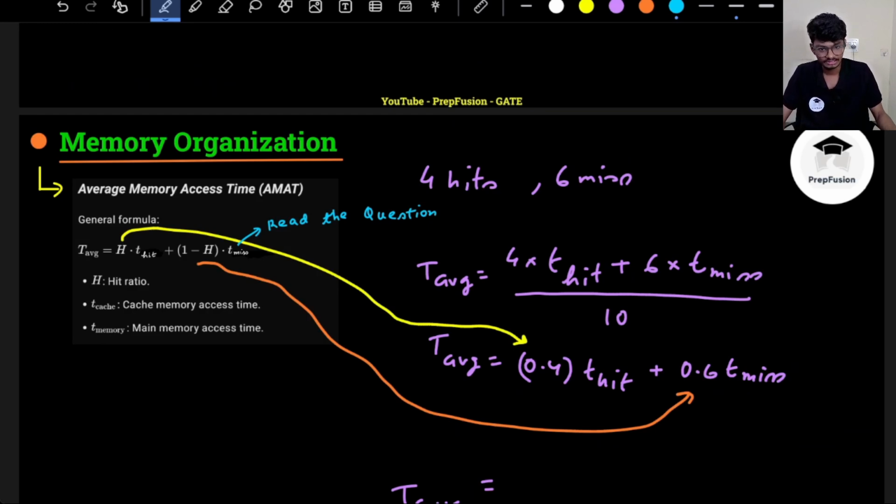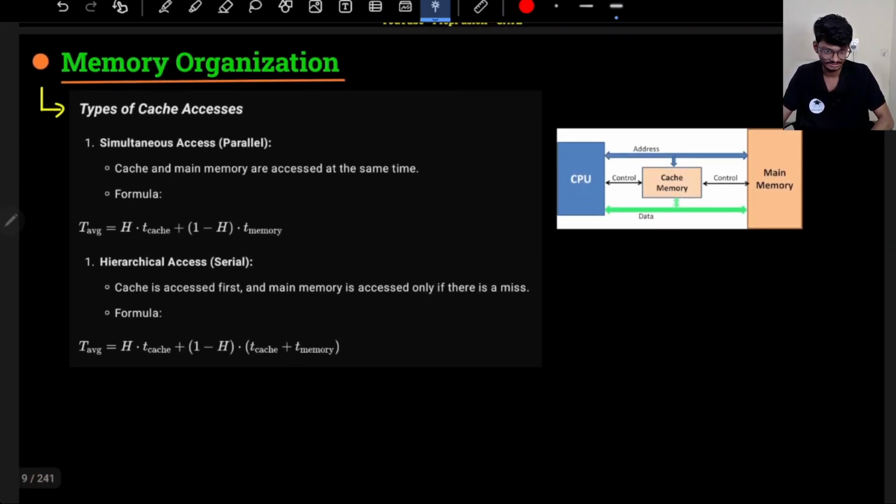So this is basically the general formula for T average. This will keep on changing as we move along, so it's not like you have to memorize this formula. Okay. So there are many types of cache access. The first two types that we will learn are simultaneous access and serial access. What do simultaneous access and serial access mean?